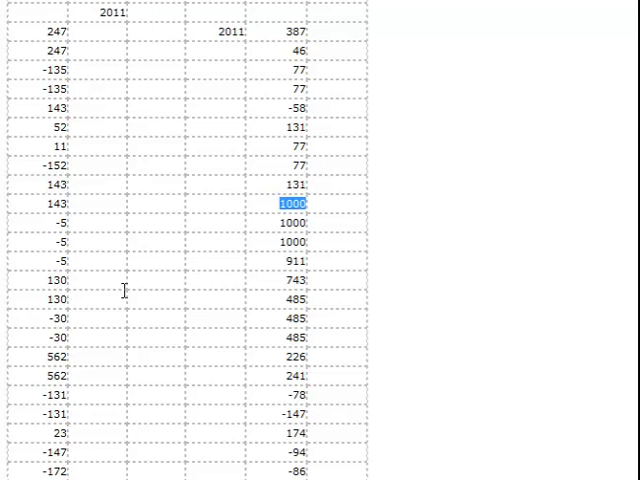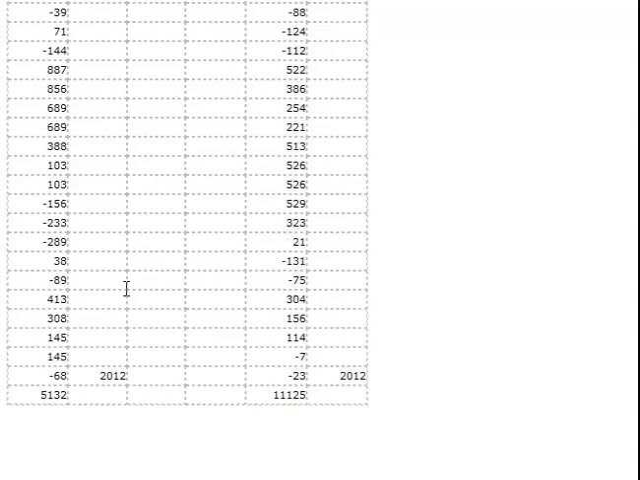And ultimately, what's the game? The game is the bottom line. Here in the euro dollar, you have 5,100 pips, and on the pound yen, you have 11,000 pips. So that is the picture.